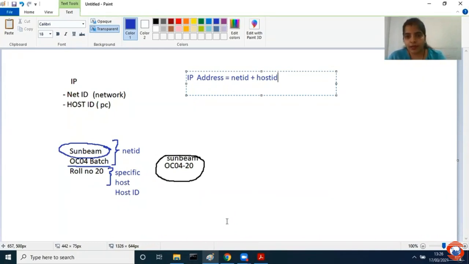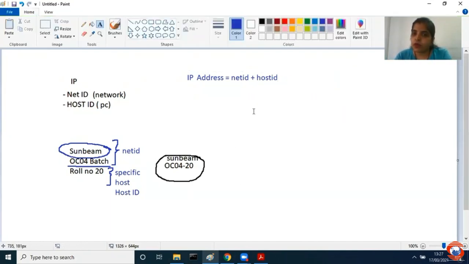Whenever the router routes the packet, whenever networking devices route the packet, they search the network ID and the host ID: in which network you belong and which host you want to communicate with. Have you understood up to this point?